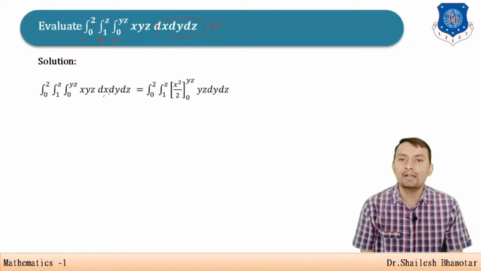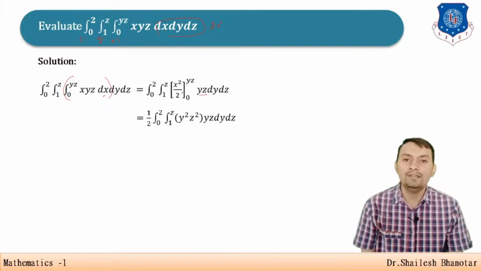So the first limit is for x. When I integrate with respect to x, yz is a constant. The integration of x with respect to x is x square by 2. When you put the upper limit first, I will get y square z square minus 0, divided by 2, so 1 by 2 is a constant quantity. When I multiply, I will get y raised to 3 into z raised to 3. But again I want integration with respect to y, so z raised to 3 is a constant quantity when we integrate with respect to y.